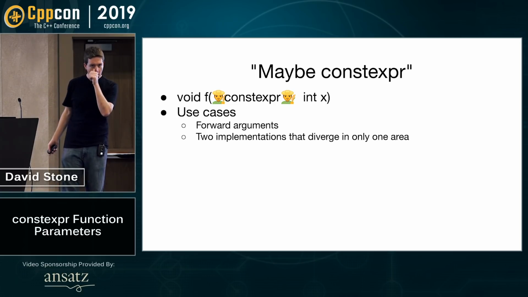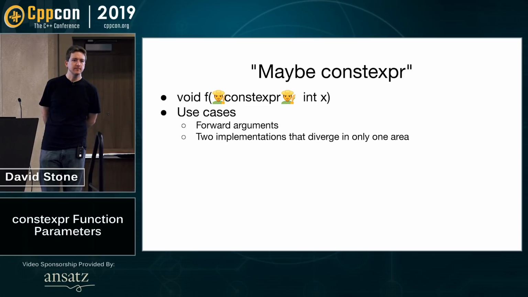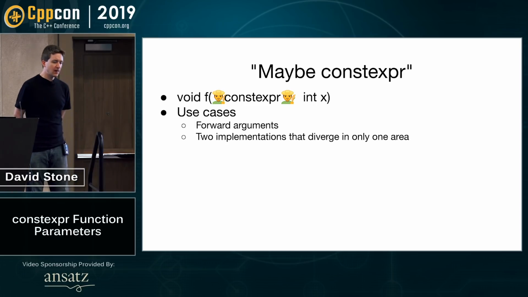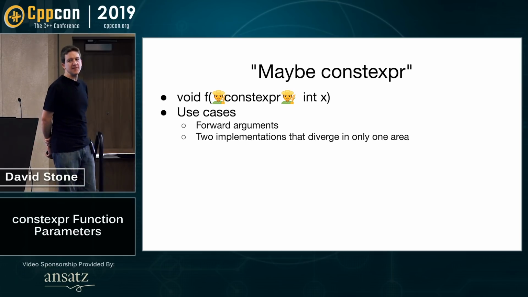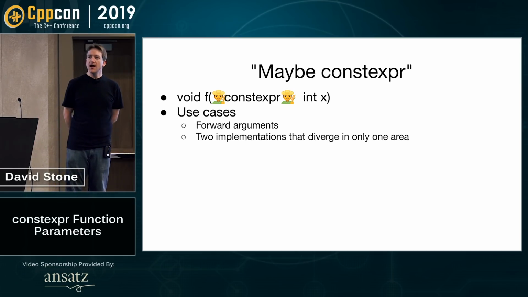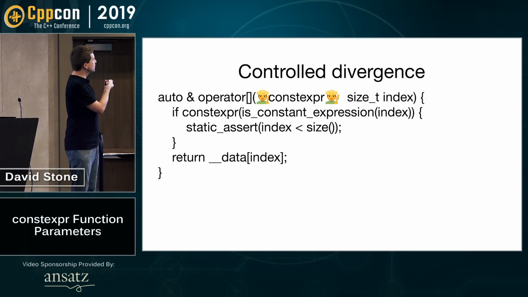Yes? Just a quick follow-up. So if you mark a whole function as constexpr, isn't that kind of the same thing as having every argument maybe constexpr? Kind of, but not quite. And the problem here is, if this function were just marked constexpr, and there were no maybe constexpr here, I couldn't static assert in the body.